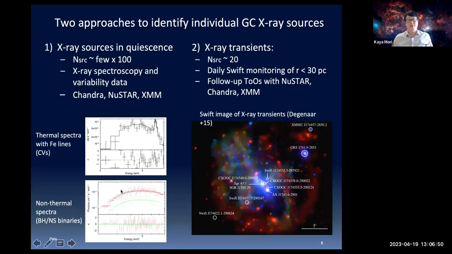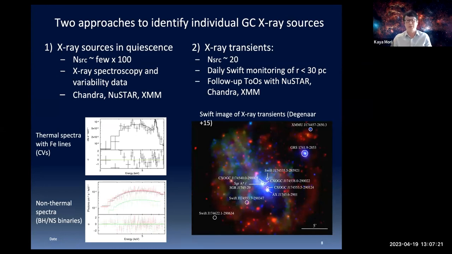So let me tell you about the two approaches to study individual galactic center X-ray sources. The first approach is to say, Chandra detected all these X-ray sources, persistent emission, quiescence. So let's just look at each one of them. If they have enough counts, about a few hundred counts or 1,000 counts, you can do a decent X-ray spectroscopy and a variability study. So this can be done by Chandra and NuSTAR and XMM.